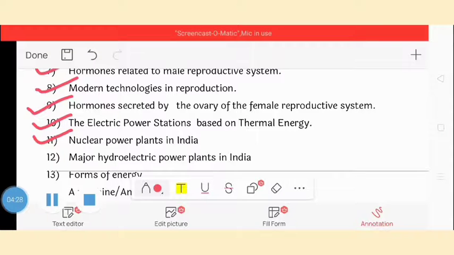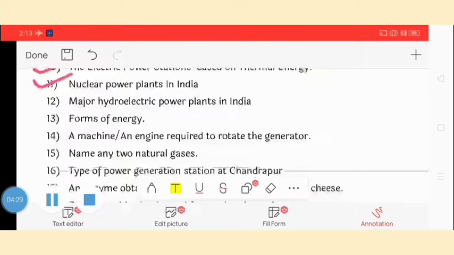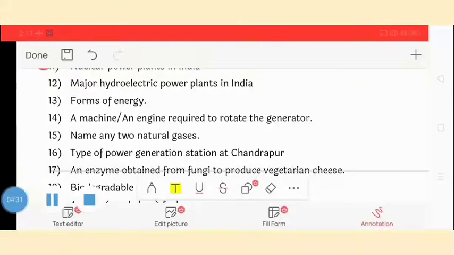Next question, the 12th question. Major hydroelectric power plants in India. The hydroelectric power plants in India are Tehri, Koyna, Srisailam, Nathpa and Jhakri. These are the major hydroelectric power plants in India.